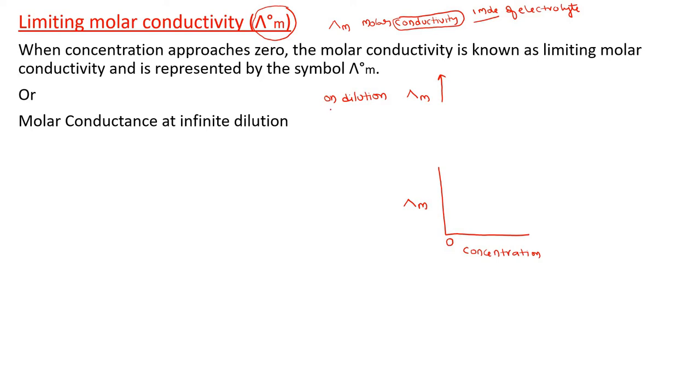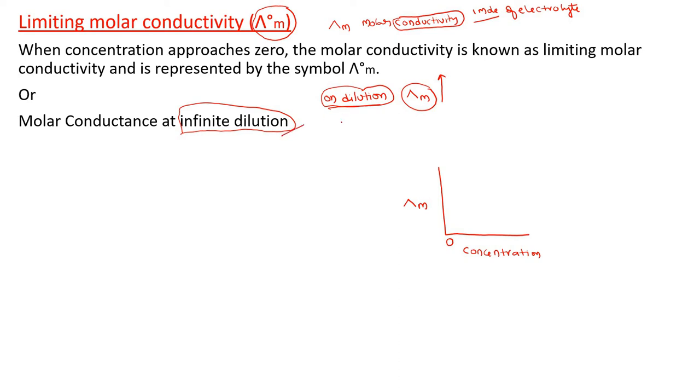Now when you add some water to the electrolyte, molar conductance increases. Up to what level does it increase? At a certain point of dilution, the molar conductance does not increase further, isn't it? So that point is called limiting molar conductivity. Molar conductance at infinite dilution is called limiting molar conductivity.